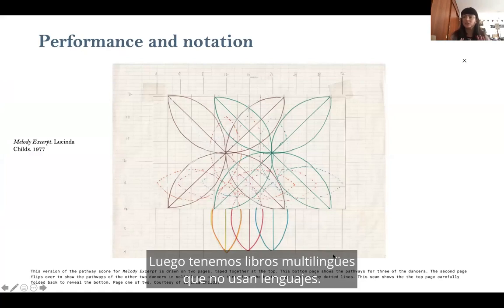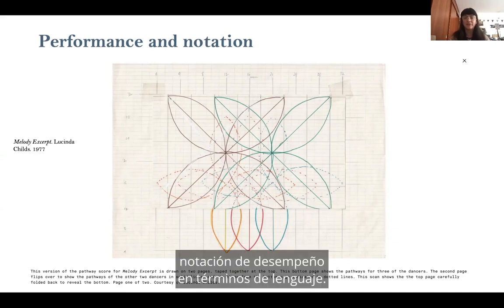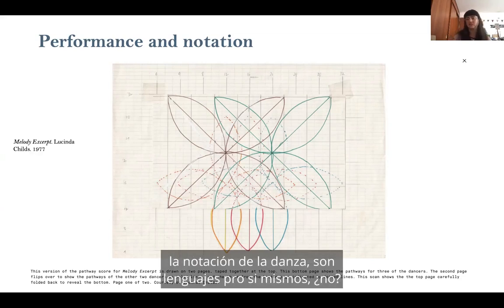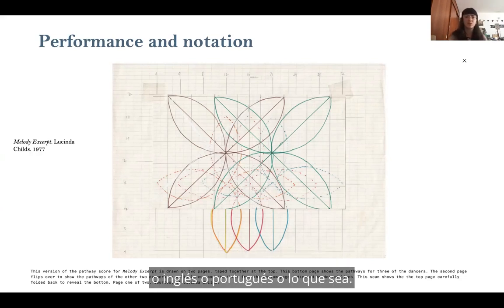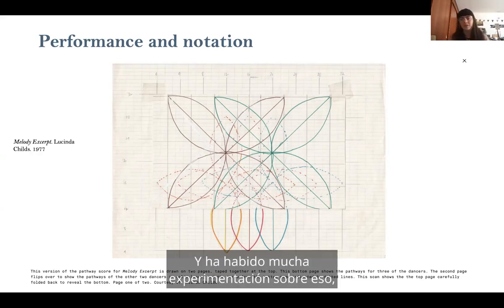Then we have multilingual books that are not with languages, and this is something I really, really wanted to say about my research. Part of my research was to think about performance notation in terms of language. I do think that music notation, or in this case, dance notation, are languages themselves, right? We are not writing in Spanish or English or Portuguese or whatever. We are writing in music, in sounds, or in movements. And there has been a lot of experimentation around that.